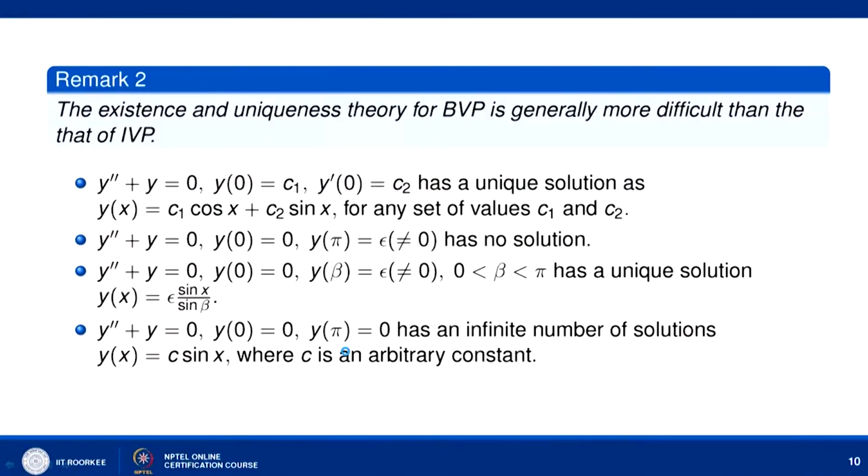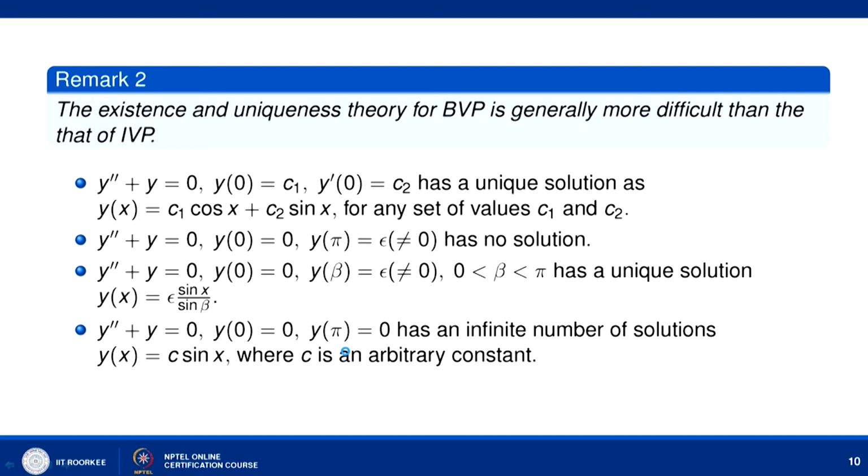So, first let us take a simple example y'' + y = 0, and take the initial condition y(0) = c1 and y'(0) = c2. This is a simple initial value problem, and we know the solution is given as y(x) = c1 cos x + c2 sin x, and you can take any c1, c2 and get your solution in a very nice way. But now, in place of the initial condition, let us define a boundary condition and see how this nice solution changes into a difficult one.